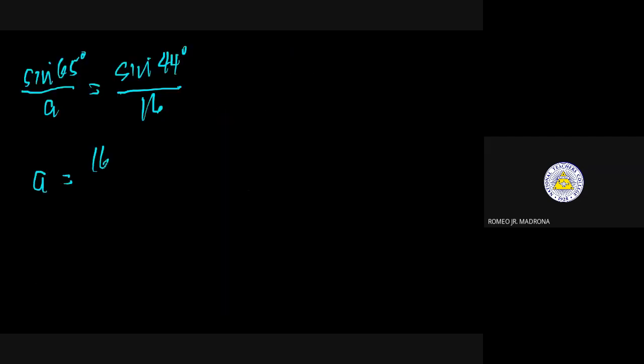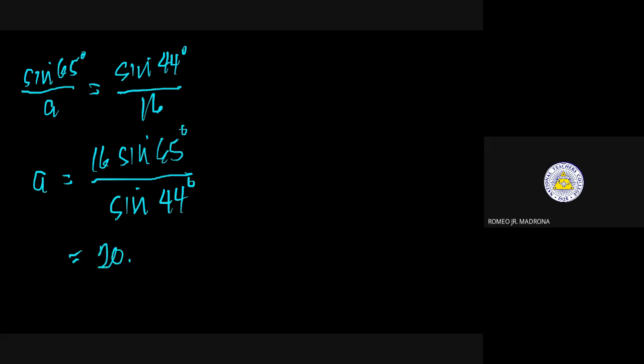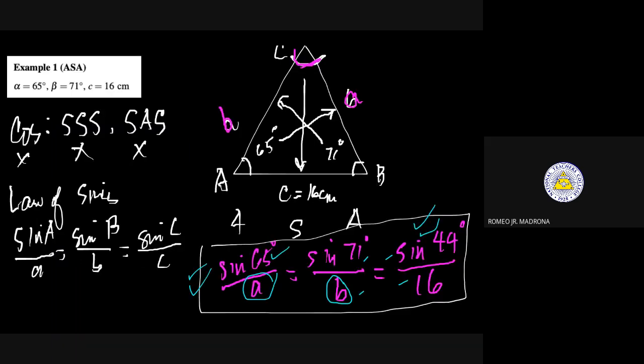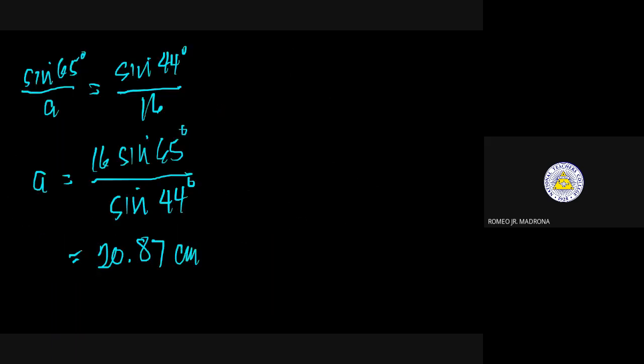So, we have si A muna ang solve natin. Sine 65 over A is equal to sine 44 degrees over C, so we're using C and 16. 16 ba ito, class? Yeah, 16. Alright, and to solve for A, we have 16 sine 65 degrees all over sine 44. Okay, so, can you please help me, class? What's the value? 20.87. Okay, 20.87 tayo. Ano bang unit nito? Centimeters.